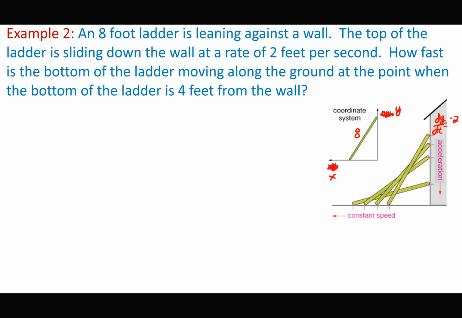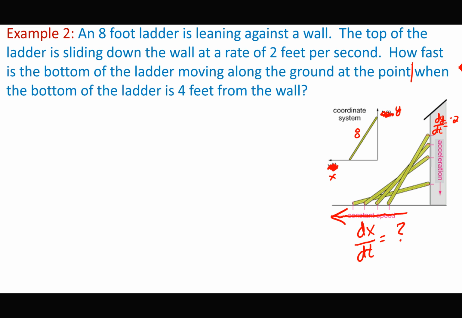How fast is the bottom of the ladder moving? Okay, and so we have movement going this way with our bottom of our ladder. I'm going to call that dx dt, and I'm going to put a question mark because we don't know that. We're trying to figure out how fast is our ladder sliding out to the left, the bottom of the ladder. So it's coming down and then it's going out at the bottom. Moving along the ground at the point when.